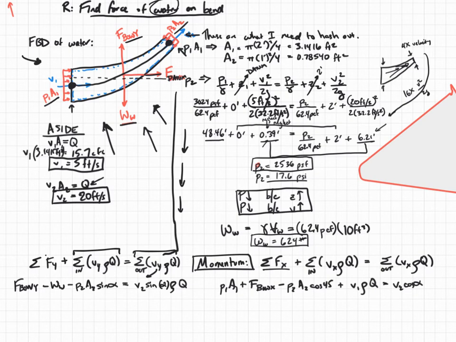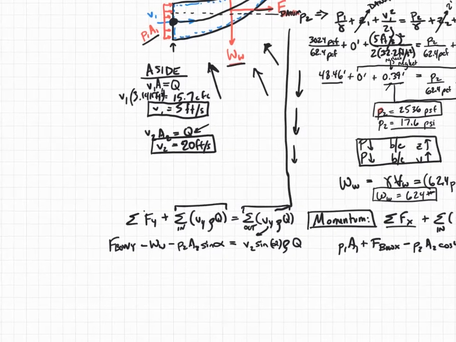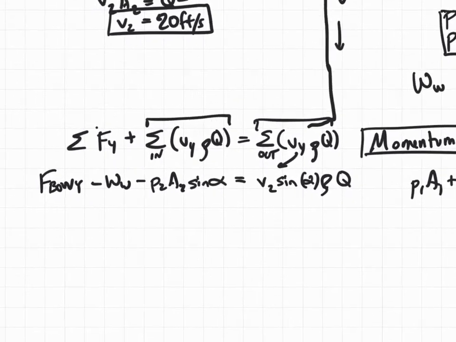Okay, cosine alpha over here, and then rho Q. Okay, at this point it's plug and chug, but like I said, you have to remember that the density is rho, which is 1.94. Okay, so let's zoom in here and let's go ahead and solve these. I'll just have the algebra pop up for you.